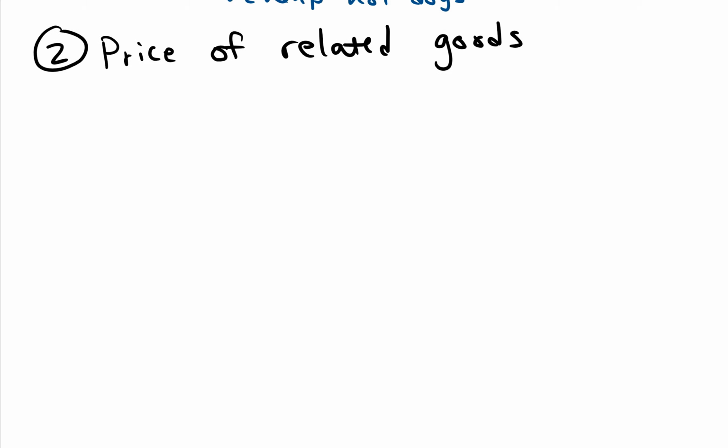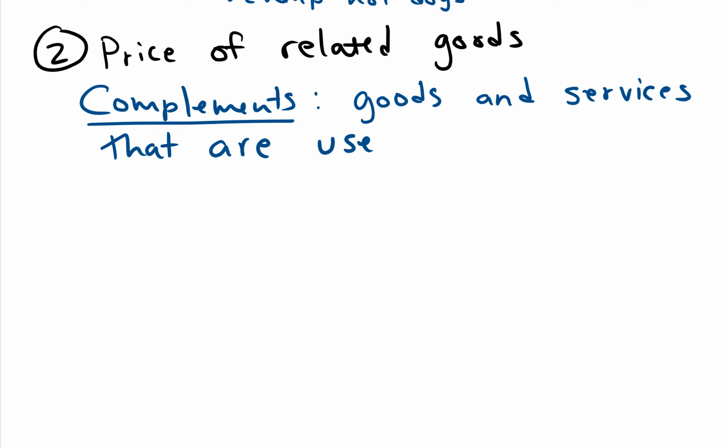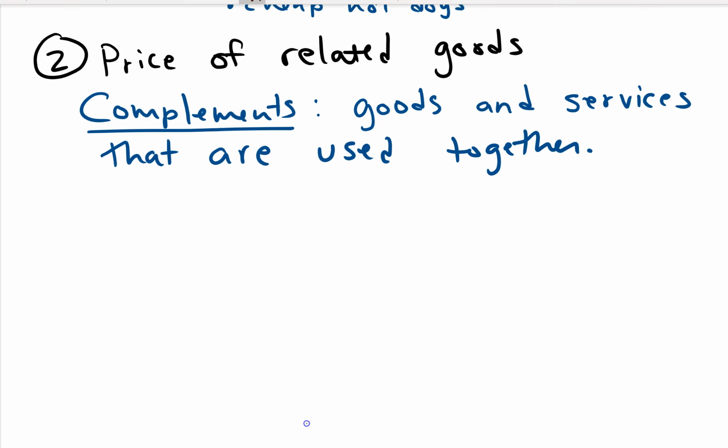The first kind of relationship is called complements. Complements are goods and services that are used together. They're kind of like a set. They don't always have to be perfectly used together, where you can't use them separately, but they're often used together. And they're not necessarily sold by the same company. Sometimes they are, sometimes they're not.